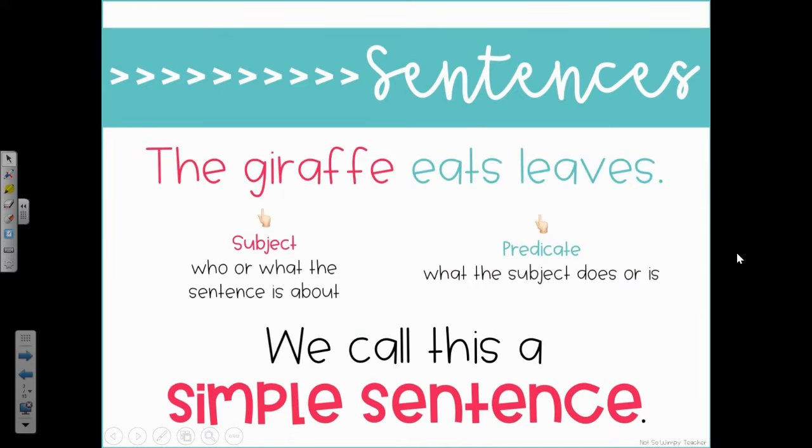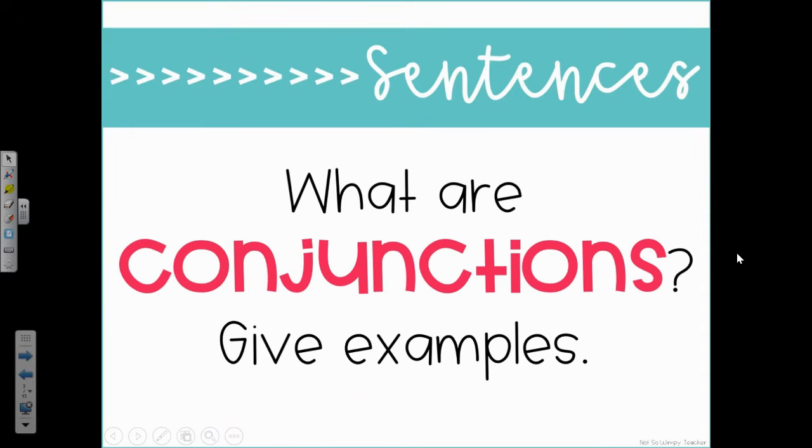Here's an example. The giraffe eats leaves. Notice the subject is the giraffe because that's who or what the sentence is about. The other part in blue, eats leaves, is the predicate because that part tells what the subject does. We call this a simple sentence. So, a simple sentence is simply a sentence with a subject and a predicate.